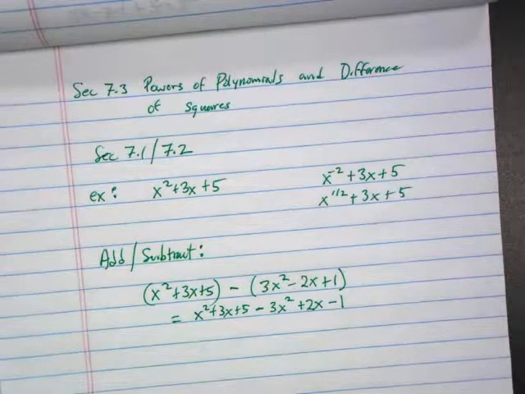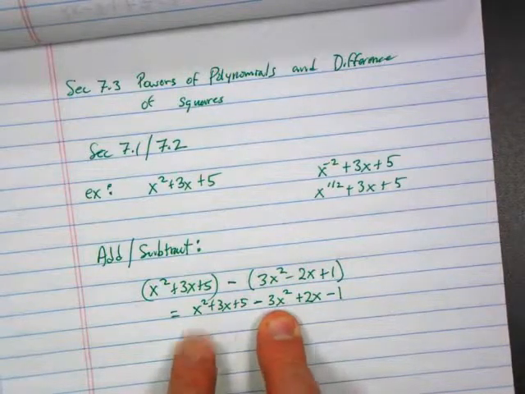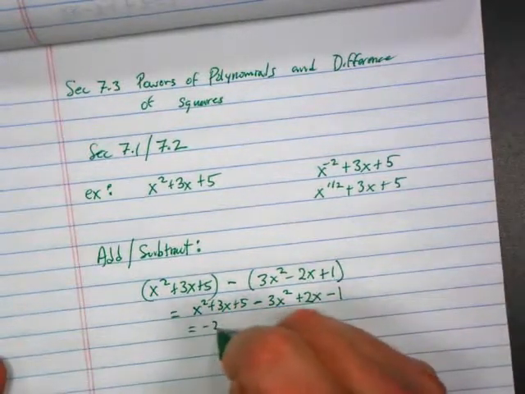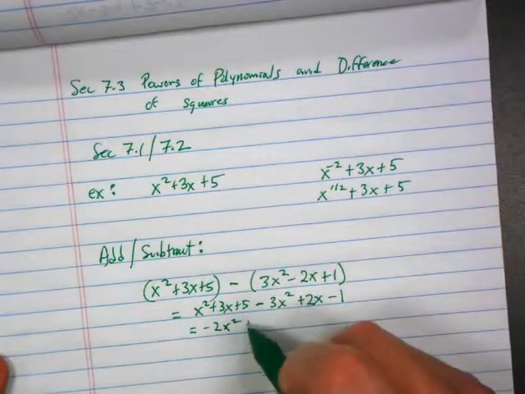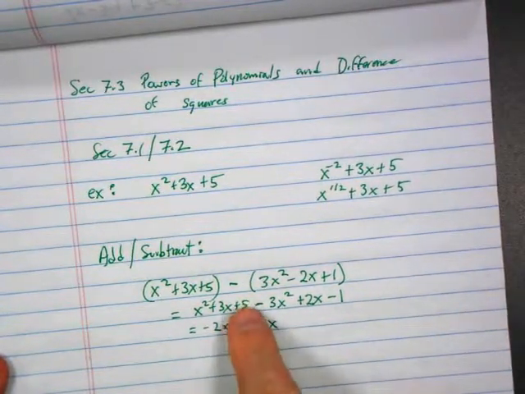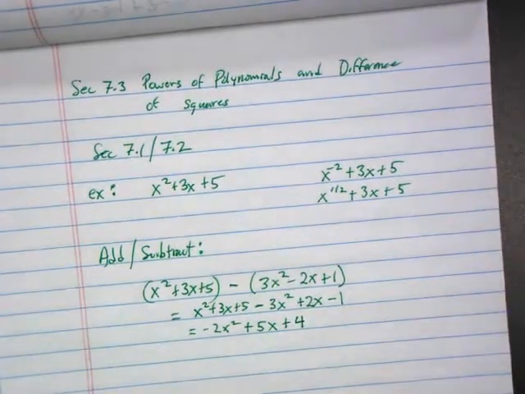What makes them like? They have exactly the same variable and exactly the same power. They both have x squared. So what do you get when you take an x squared and you subtract a 3x squared? Negative 2x squared. How about a 3x and a 2x? It makes a 5x. And 5 minus 1? 4. So there would be our answer. We added and subtracted our polynomials.